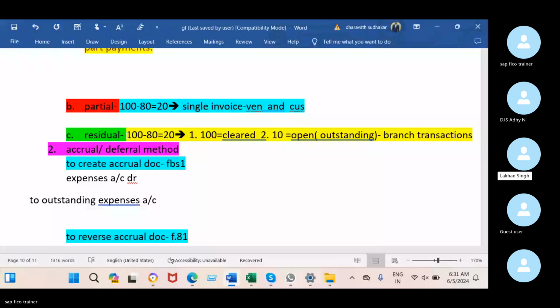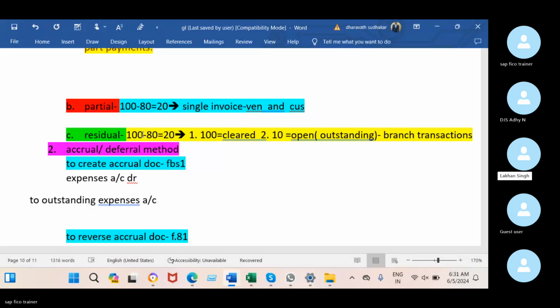Okay. Here in this case, 100 rupees. Just imagine you want to make payment to the outsider. He might be a supplier or the customer, whatever it might be. Here you want to make payment for the outstanding 100 rupees. So while you are clearing, you will select standard, partial, or residual.